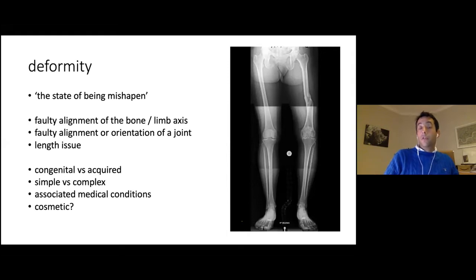And then those deformities can either be congenital or acquired, simple or complex, usually meaning by complex, they often have a soft tissue component or maybe part of a syndrome or maybe multiple deformities within a limb. They may have associated medical conditions. They may just be cosmetic and have no functional limitation at all, no impact on the patient's daily life.